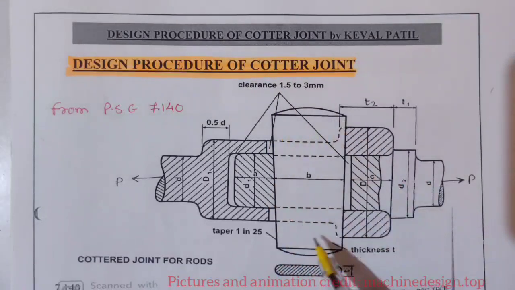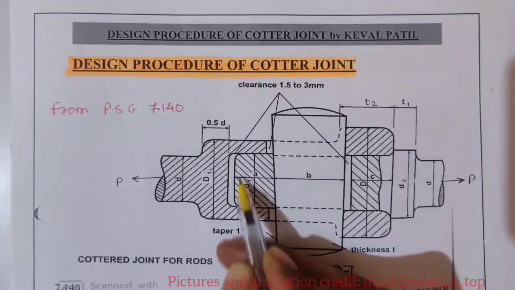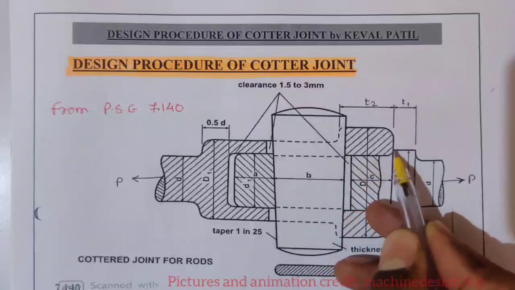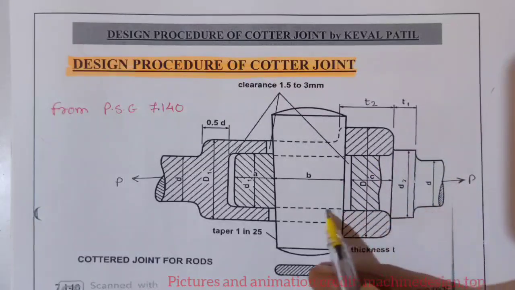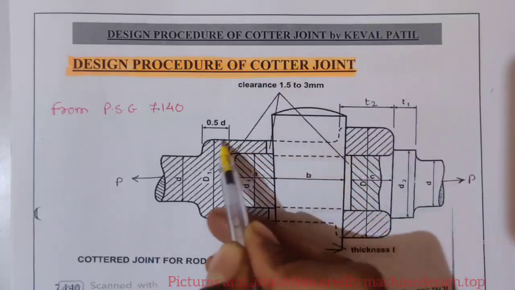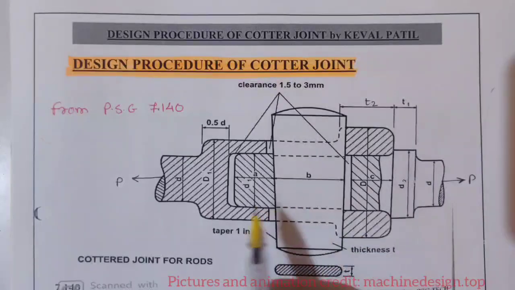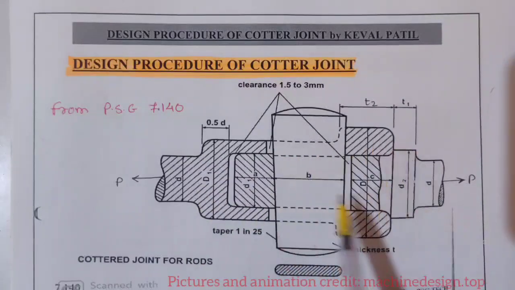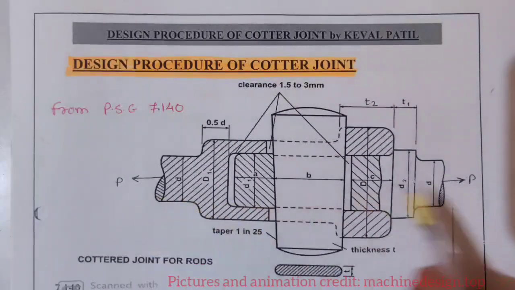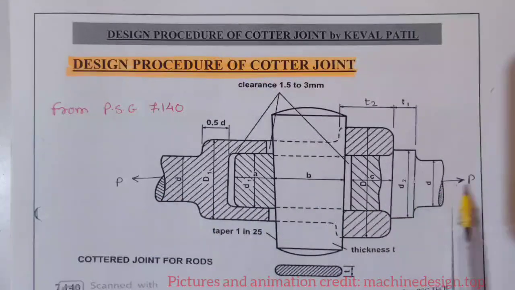This part we already seen. This part is nothing but Cotter, and this inside part from here is nothing but spigot, and this male part we call socket. So this one is socket, this one is socket, and inside part is spigot. This is half sectional view. Now this P is load applied on the joint.